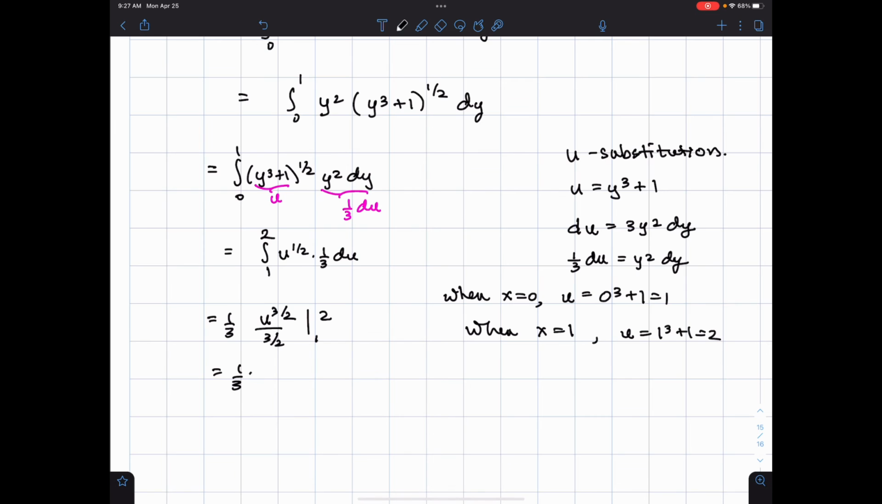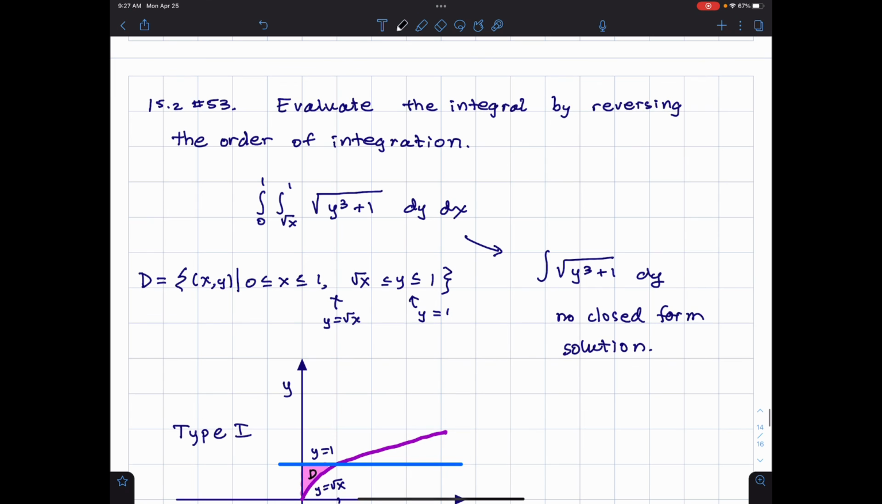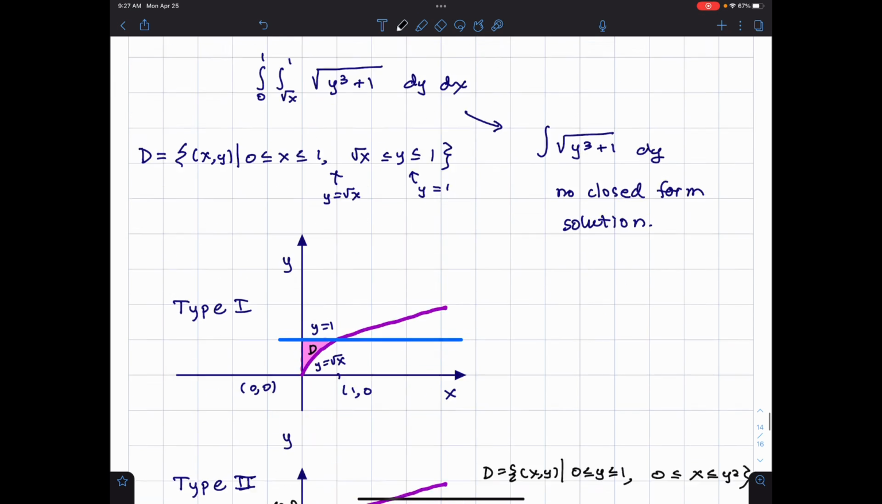So we're going to have 1/3 times 2/3 times 2 to the 3/2 minus 1 to the 3/2. So this is going to give 2 times, 2 to the 3/2 is 2 radical 2, minus 1. And we did it. I mean, the hard part was setting up. The use substitution should be a fairly simple thing to do. And that was 15.2, number 53.